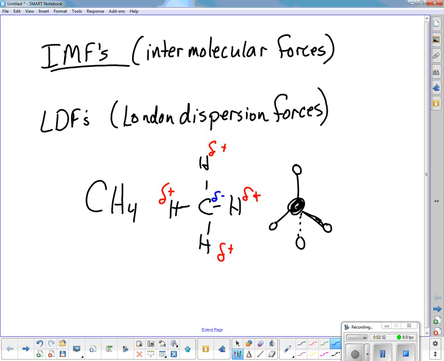This is a delta. It's just a funny little thing. This is a capital delta. That is a small case delta, or lowercase delta.